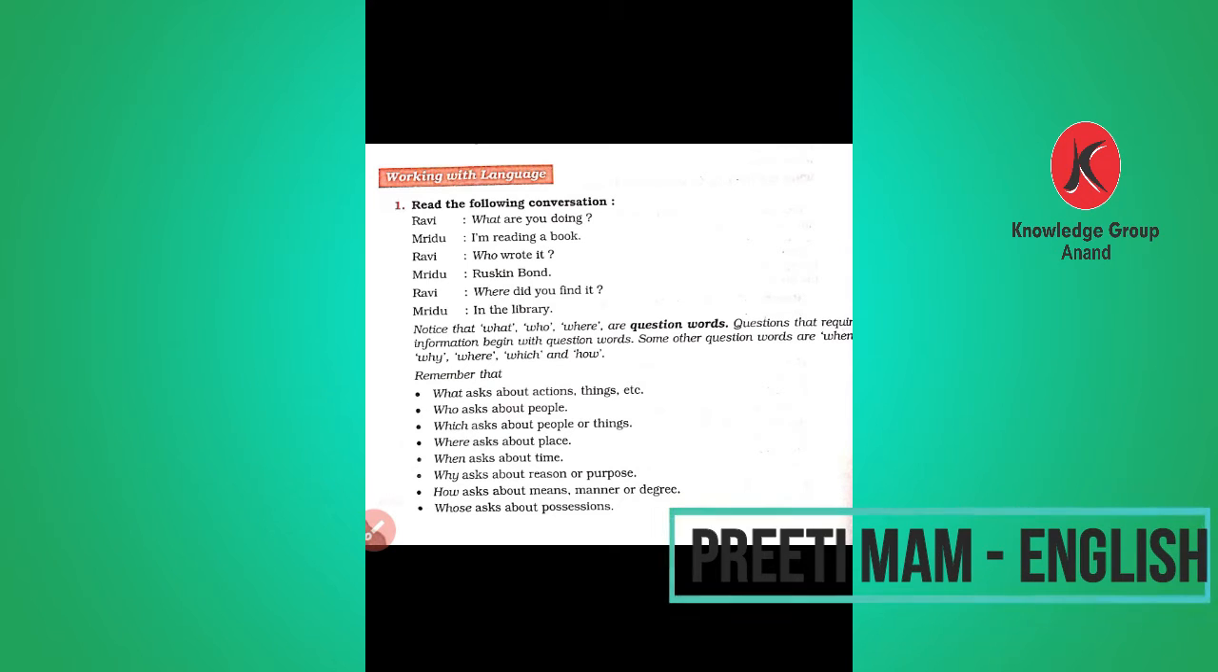Today we are going to do working with the language. So, in the first point, there is a conversation. Read the following conversation. Okay, so we shall read the conversation.